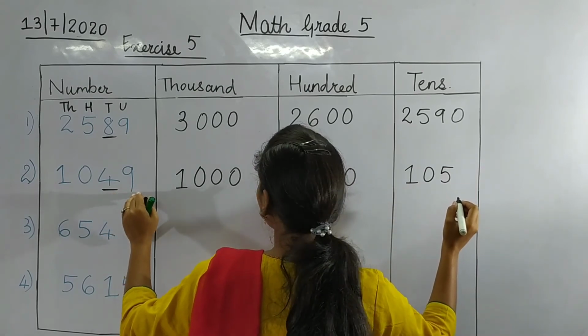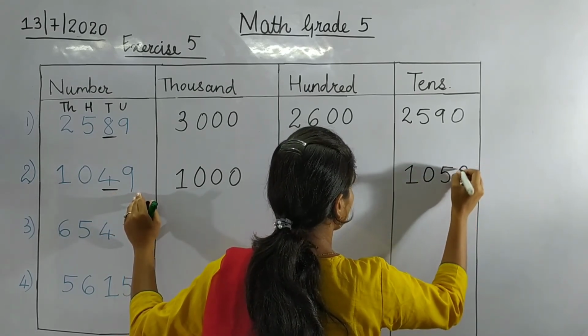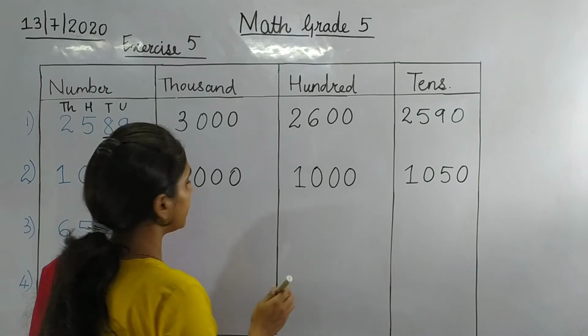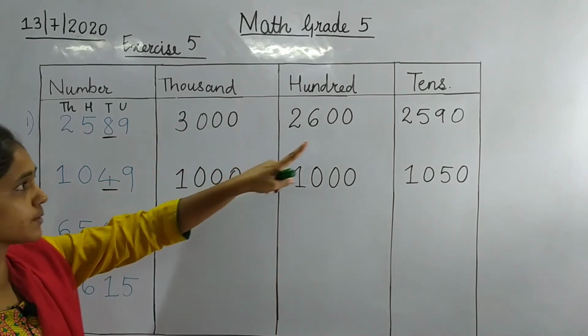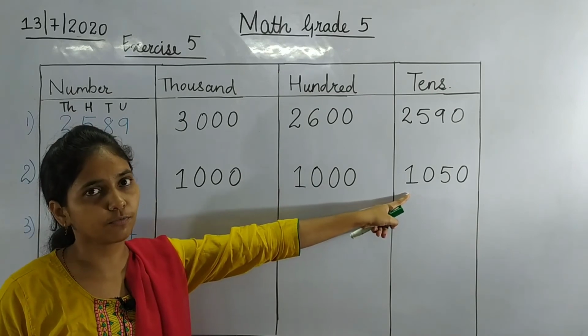This 4 plus 1 becomes 5. And after 5, how many digits are there? Only 1 digit is there. So we put only 1 zero. So after rounding off this given number to its tens place, we get 1050.